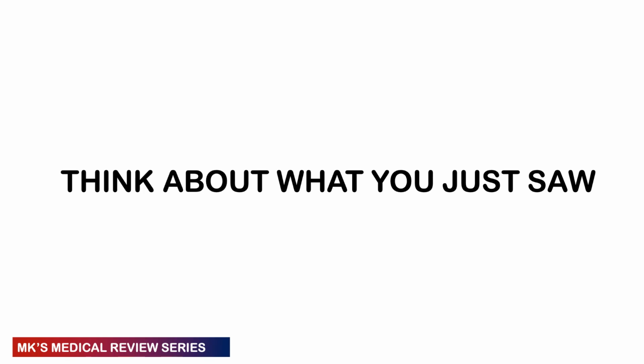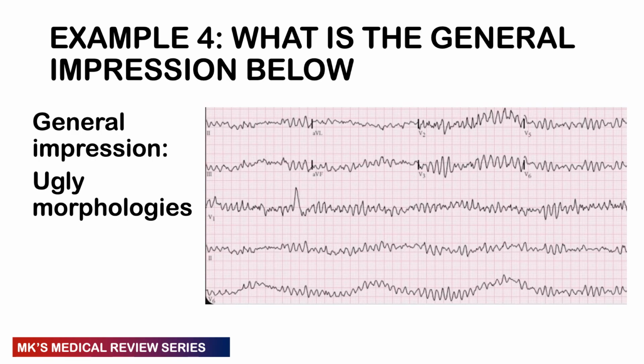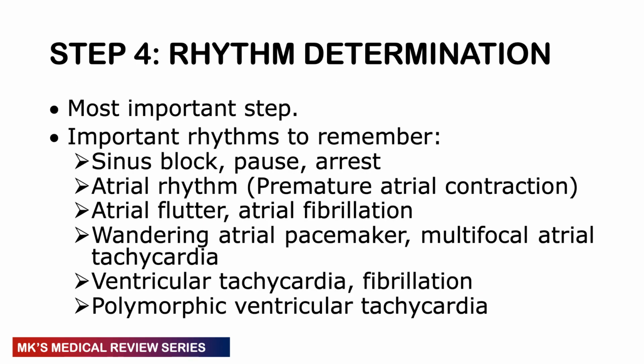Okay, again, think about what you just saw. Very fast rhythm, very slow rhythm, or ugly morphologies. So that's most likely ugly morphologies. So that's as much as you do when you're looking at the general impression. It gives you a general idea of what you are looking at on the ECG. It's not necessarily a diagnosis, but it will give you a general idea of what you're looking at on your ECG. So we'll move now to the next step, which is of course your rhythm determination.